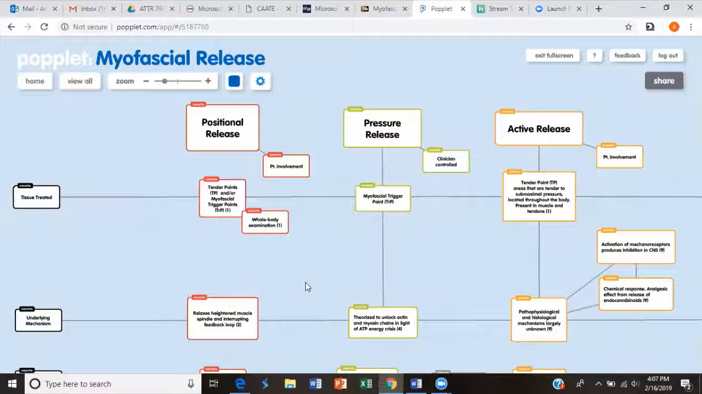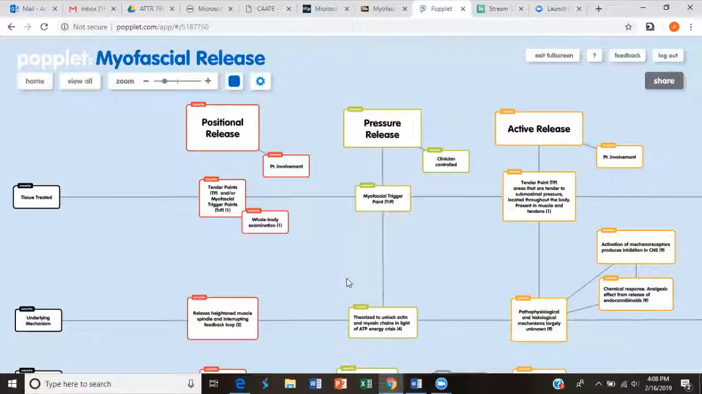With tissue treated, we know that myofascial release looks at both trigger points and tender points. So in positional release, we can treat both trigger points and tender points throughout the whole body. It is presumed best to apply this technique with a whole body examination. This is a unique aspect of this treatment. Instead of just treating one body part or one muscle group, it is encouraged that the whole body is examined before any application.